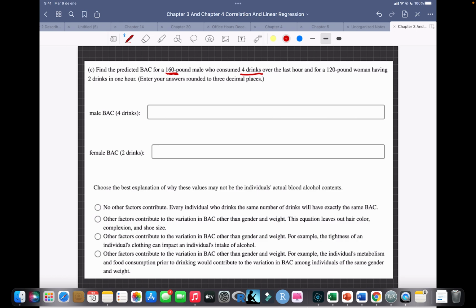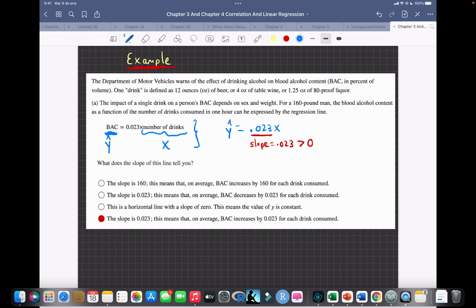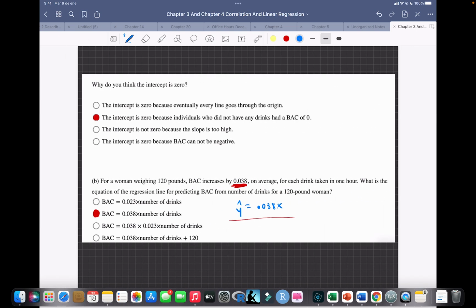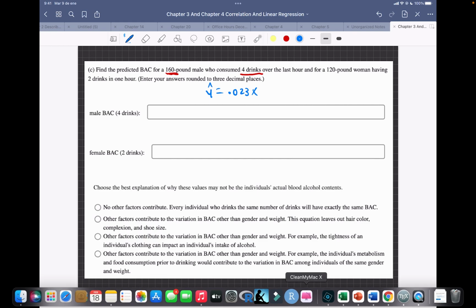So in this one, you only have to evaluate the model. The model for men is BAC, or y hat, equal to 0.023 times x, or drinks. So only replace the x by 4. You're going to get 0.023 times 4, 0.092.